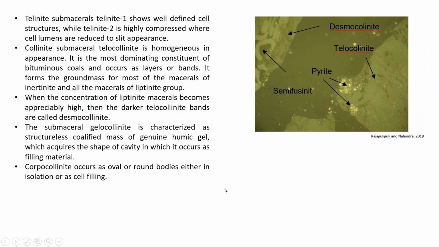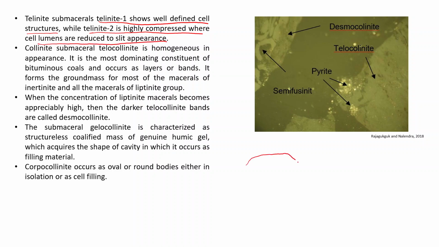So the telinite submaceral is classified as telinite 1 and telinite 2, where telinite 1 shows well defined cell structure while telinite 2 is highly compressed, where cell lumens are reduced to slit appearance.